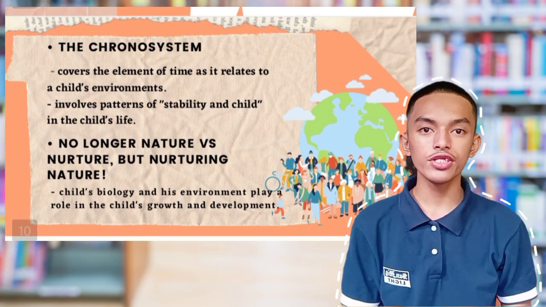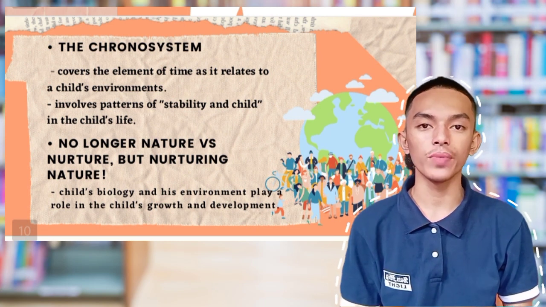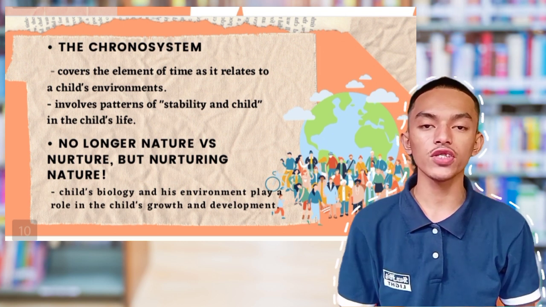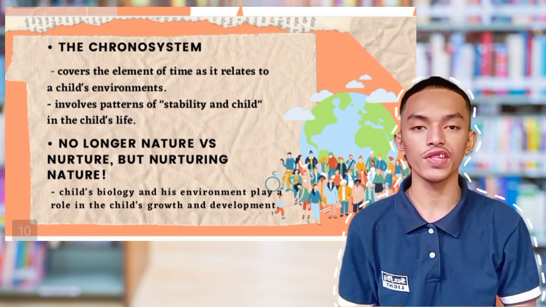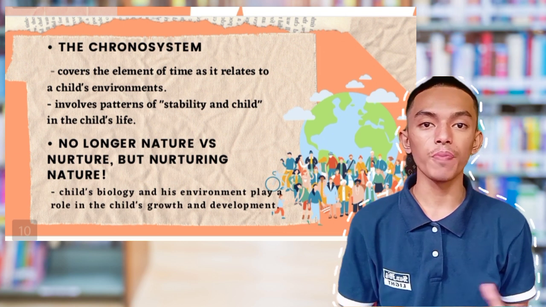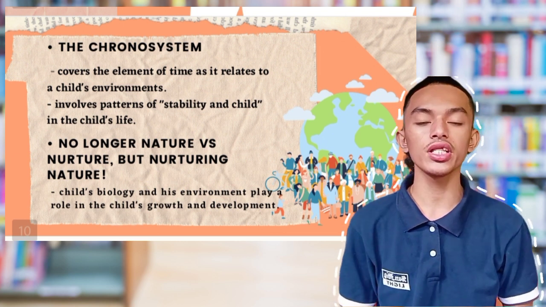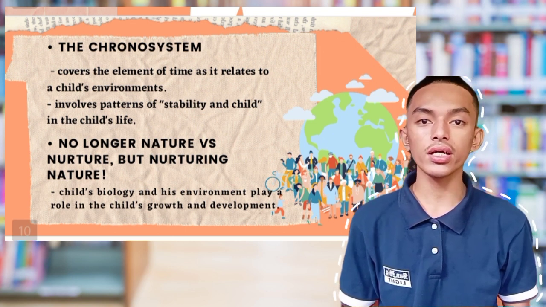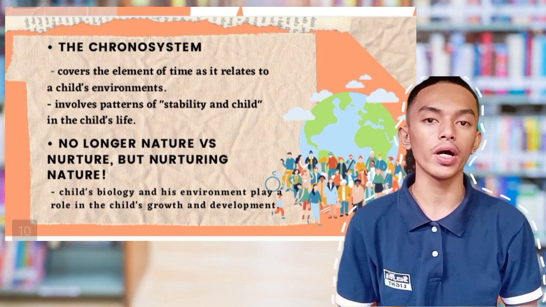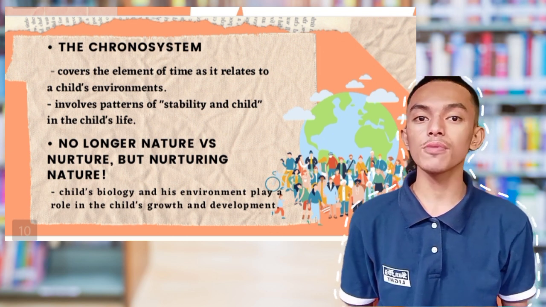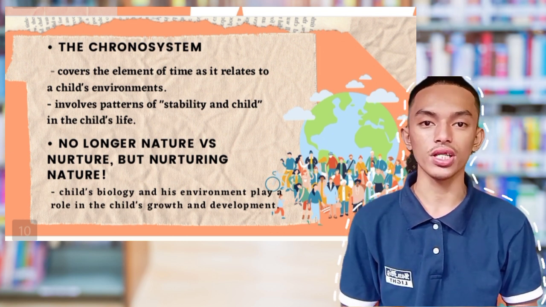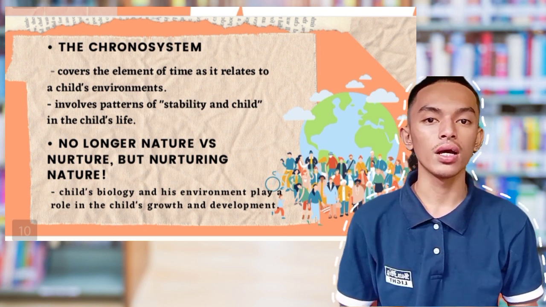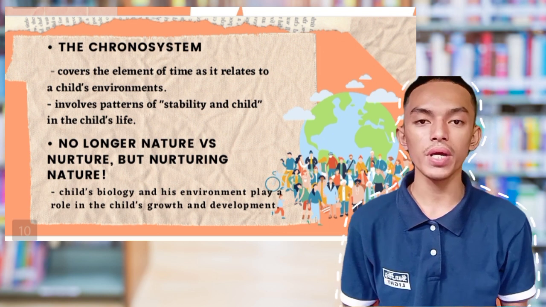And now let us proceed to the last structure of environment, the chronosystem. The chronosystem covers the element of time as it relates to a child's environment. This involves patterns of stability and change in the child's life. It involves whether the child's day is characterized by an orderly, predictable pattern, or whether the child is subjected to sudden changes in routine. We can also look into the pace of the child's everyday life. Is it a hurried or relaxed pace?